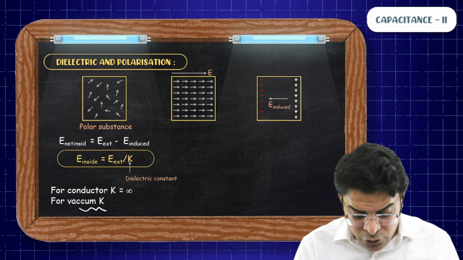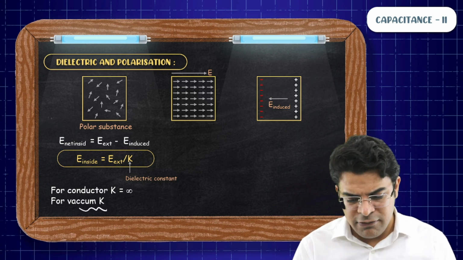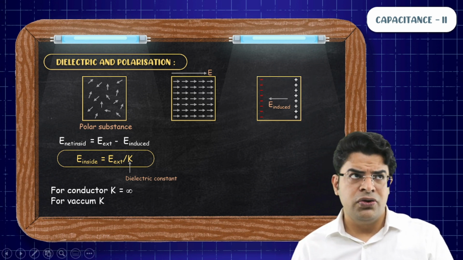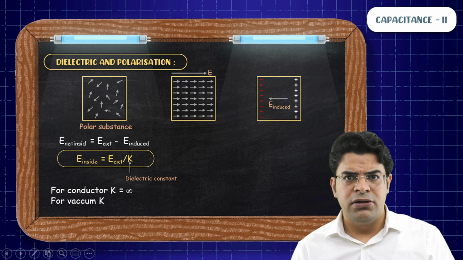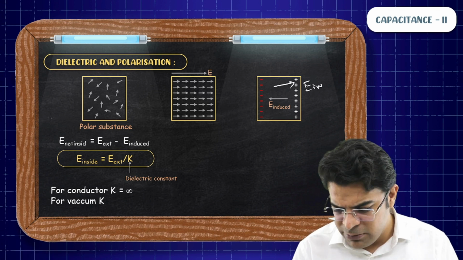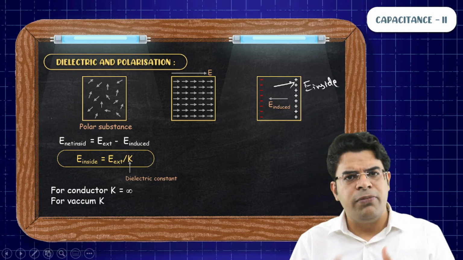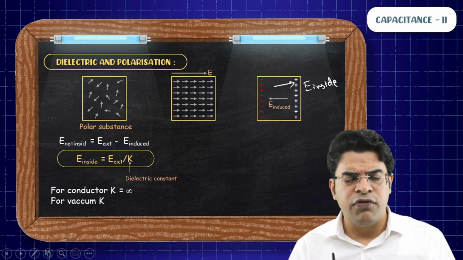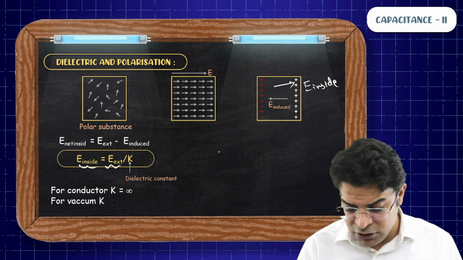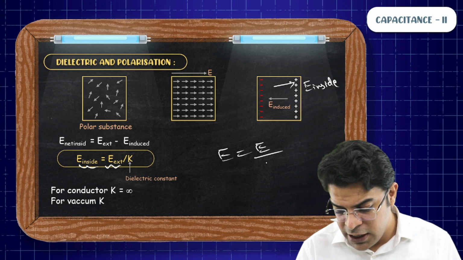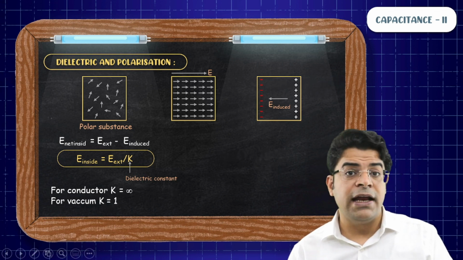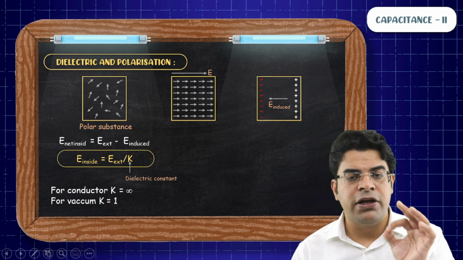For vacuum, you do not have any molecule, so there will be no alignment. If there is no alignment, then the electric field inside has to be the same as the electric field you are trying to apply. So both of them will be equal. So E equals E by K, so K has to be equal to 1. So for vacuum, the dielectric constant or relative permittivity comes out to be 1.